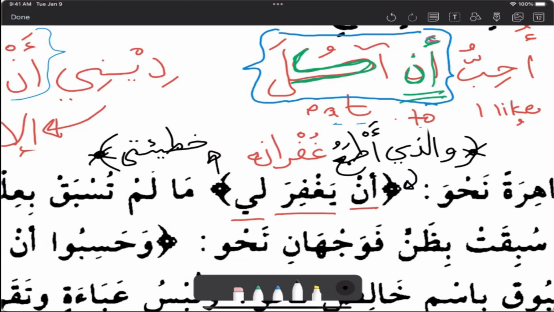So here, an and yaghfir, together, they work together to mean the masdar. So here, there's the masdar ghufran. So the meaning is, وَالَّذِي أَطْمَعُ غُفْرَانَهُ لِي خَطِيئَتِي. And he is the one that I hope his forgiveness, yani I hope for his forgiveness of my sin. So that's an al-masdariyah zahira. It's apparent. That means you're pronouncing it.